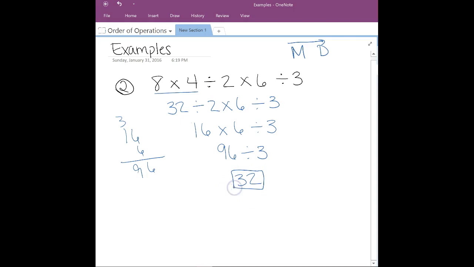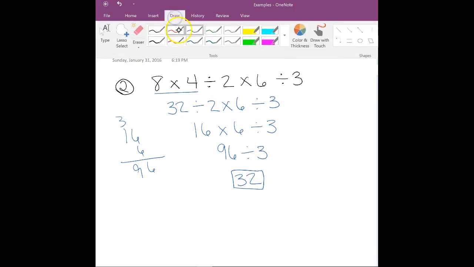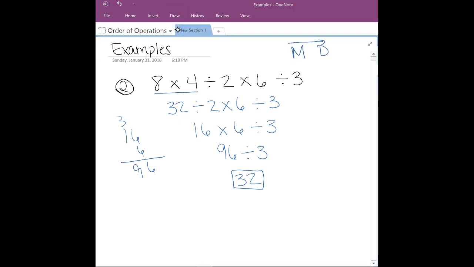My expected outcome is 32. But if I chose to do it in any other order, I'm not guaranteed that I will get the same answer. So let's say I decide to do this 2 times 6 first.